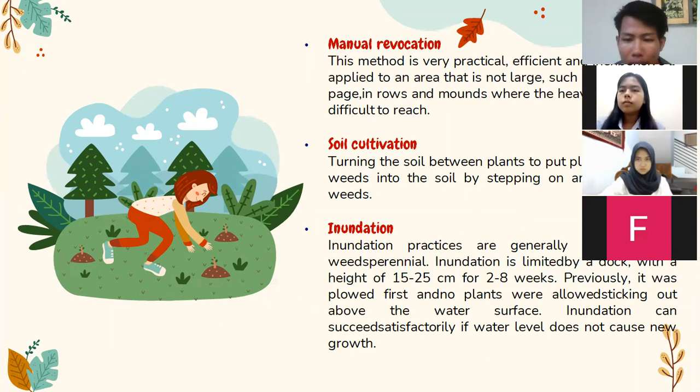Inundation is done with a depth of 15 to 25 centimeters for 2 to 8 weeks. Previously, it was plowed first and no plants were allowed sticking out above the water surface. Inundation can succeed satisfactorily if the water level does not allow new growth.